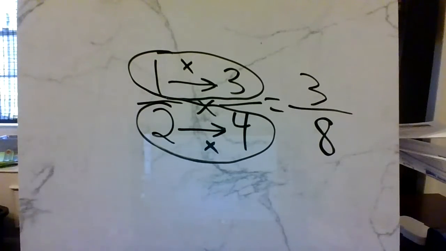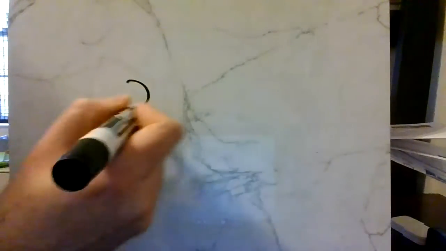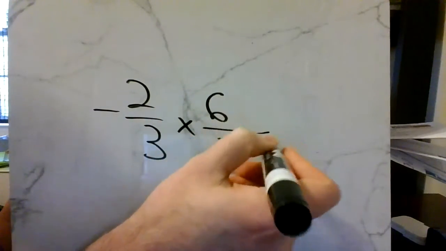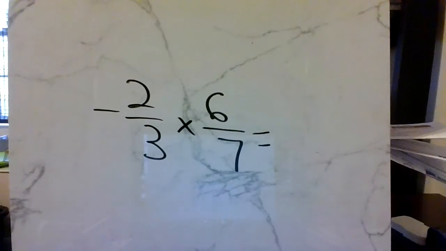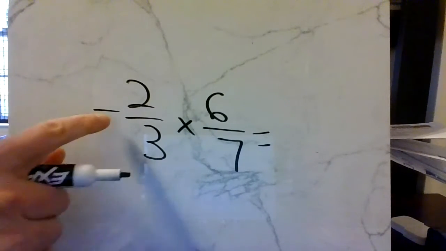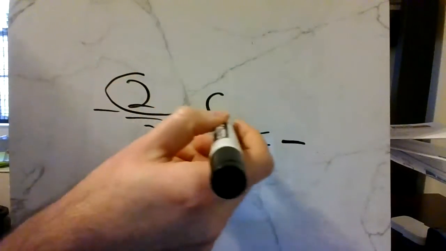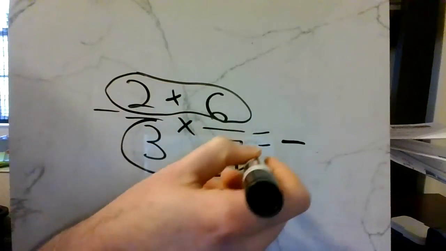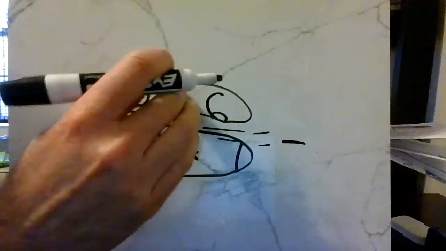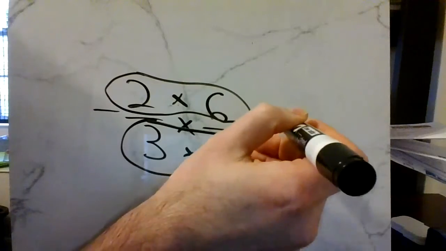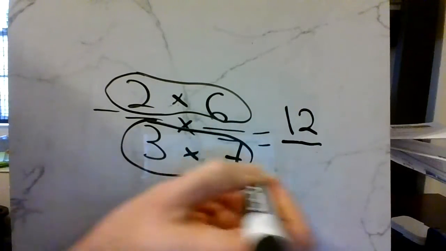So let's try one with one negative. Let's say negative 2/3 times positive 6/7. How many negatives are there? There's one negative. So I know right away my answer is going to be negative. Then I just multiply my numerators and my denominators. 2 times 6 is 12. 3 times 7 is 21.